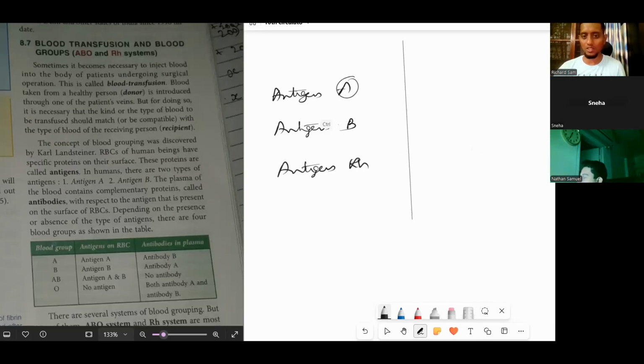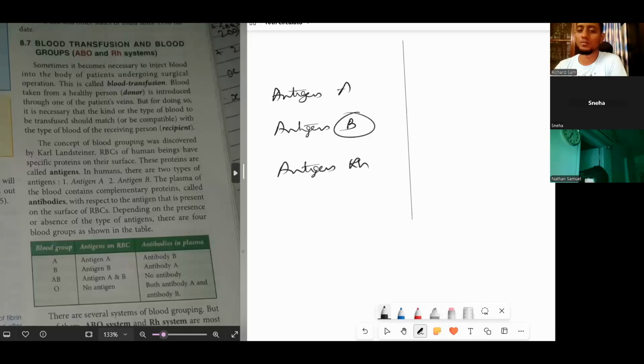What if a person is O negative? That means no antigens. Then he has antibodies against A, B and Rh. It'll fight against A, it'll fight against B antigen, it'll fight against Rh antigen. So it cannot take any of those antigens. It has to take O negative blood only.